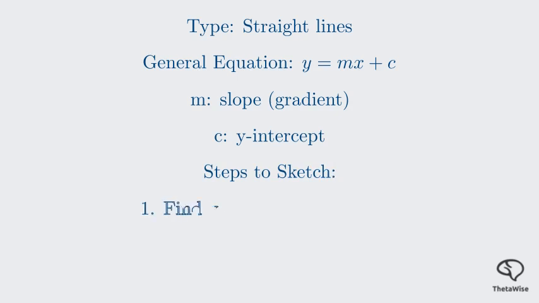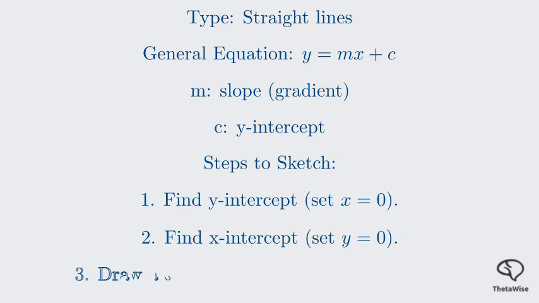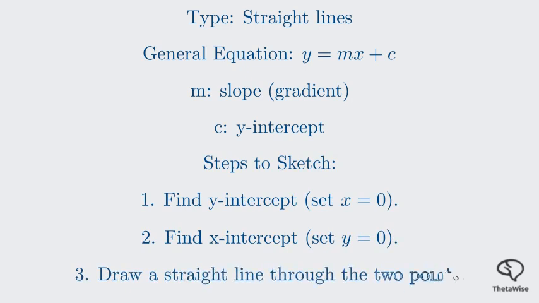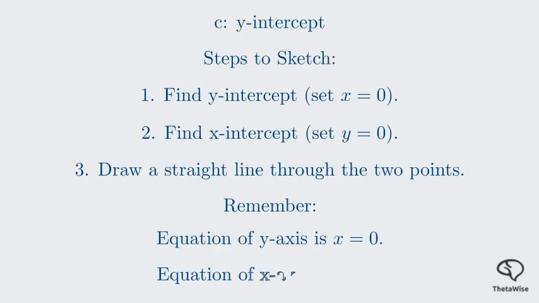To find the y-intercept, set x equals 0. To find the x-intercept, set y equals 0. Then, simply connect the 2 points with a straight line. If both intercepts are at the origin, you'll need to find one additional point, for example, by setting x equal to 1. A useful reminder: the equation of the y-axis is x equals 0, and the equation of the x-axis is y equals 0. Next, let's look at a type of graph that you'll encounter very frequently.